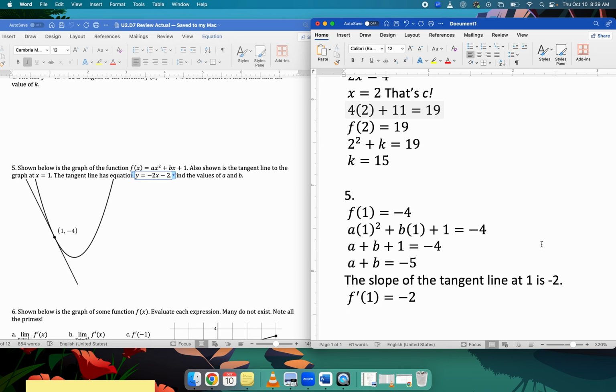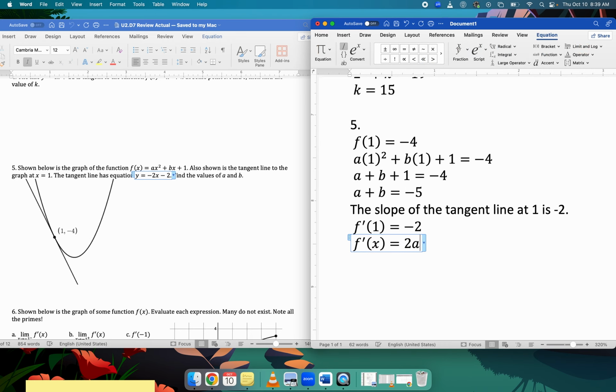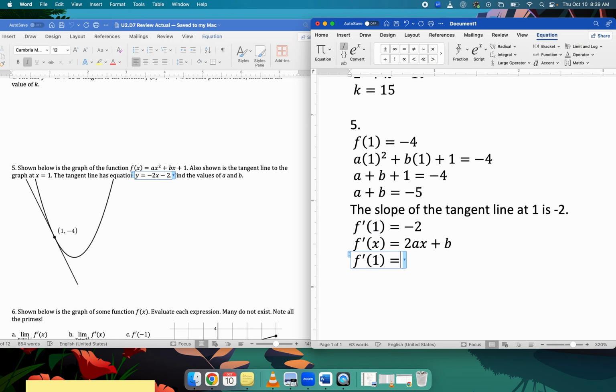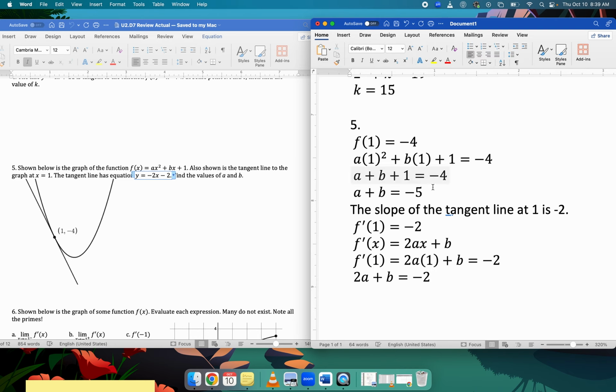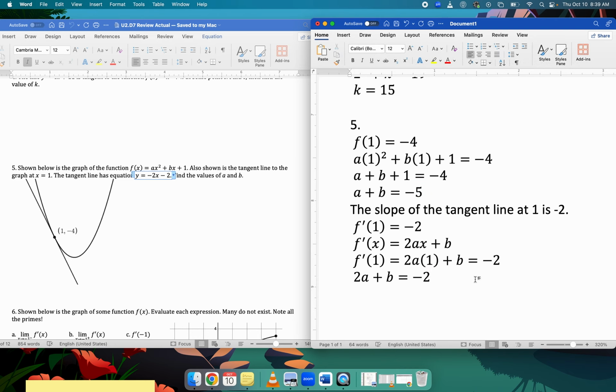That's going to give you a second equation involving a and b. f prime of x in general is 2ax plus b, which means that f prime of 1 is 2a times 1 plus b, and that's supposed to be equal to -2, so I find that 2a plus b is -2. That's my second equation. So equation number 1, equation number 2, now you have a system of equations with two unknowns, and you can solve.